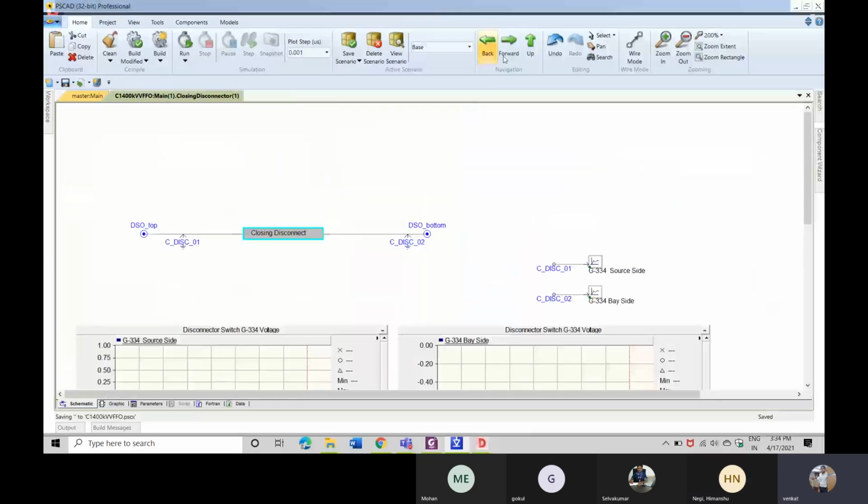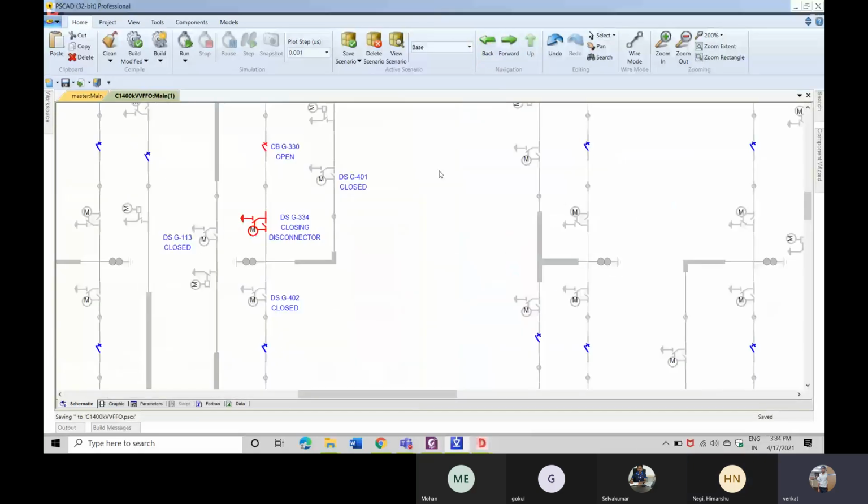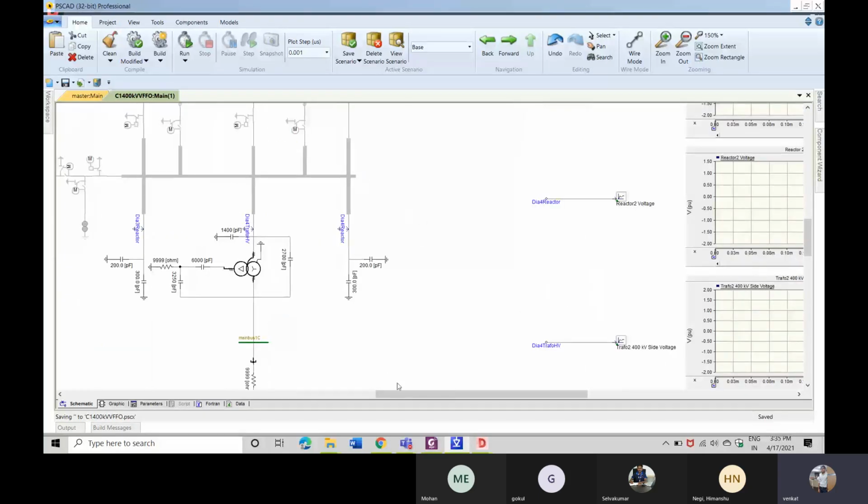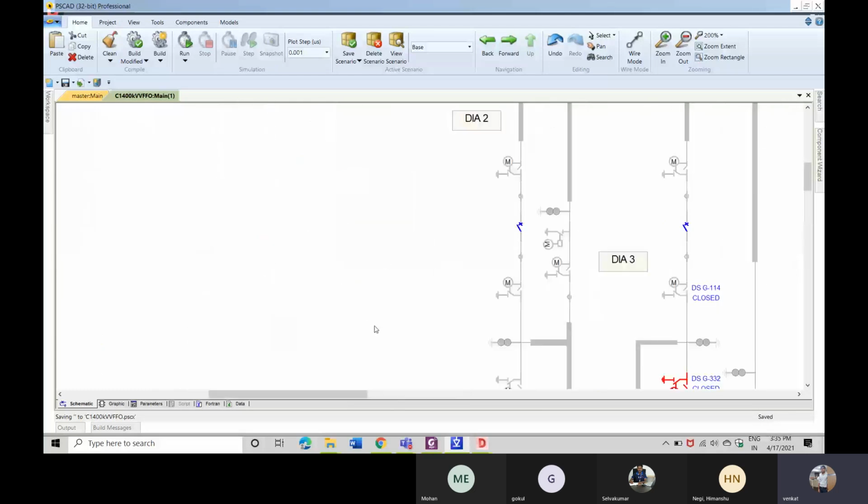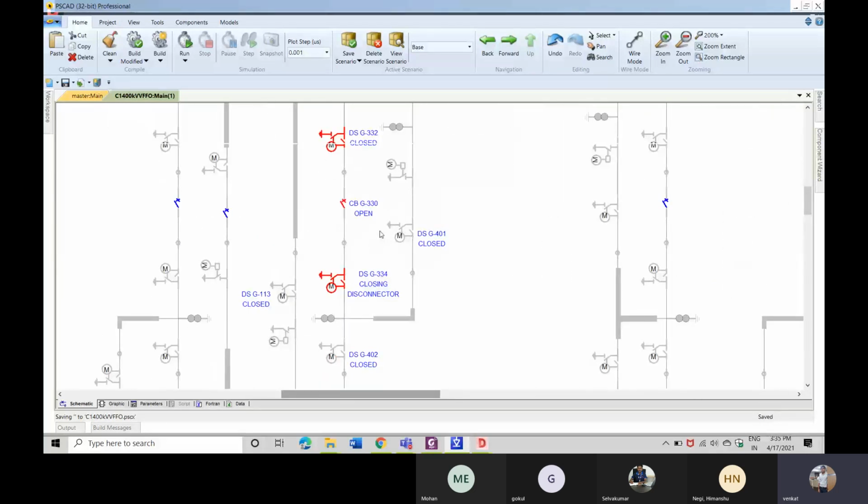The basic part we have to understand is that whenever we take a case, we have to take some reality kind of things. This disconnector cannot be closed with a load current. That we should be very clear about. Okay, this disconnector cannot be closed with a load current.